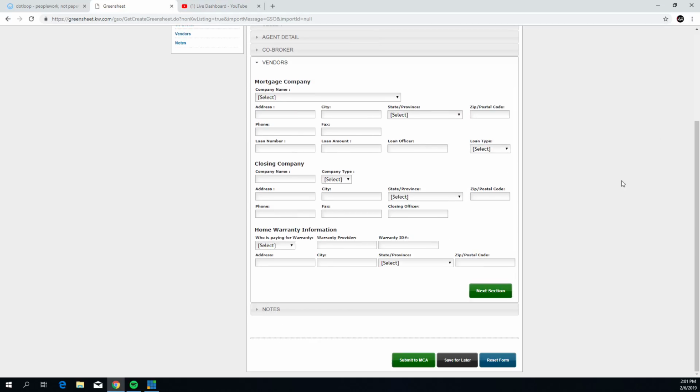Vendors. Home warranty information, you asked about that, so this is where you would put that in. Closing company, again, I put in the name just in case there's a question. Mortgage company, sometimes I'll put in the name. If I don't know who they're going to be going with eventually, they may have a choice of 3, I don't fill it in. It doesn't really affect anything, it's just a data point. Now, when KW Command gets kicked in, they may require it.